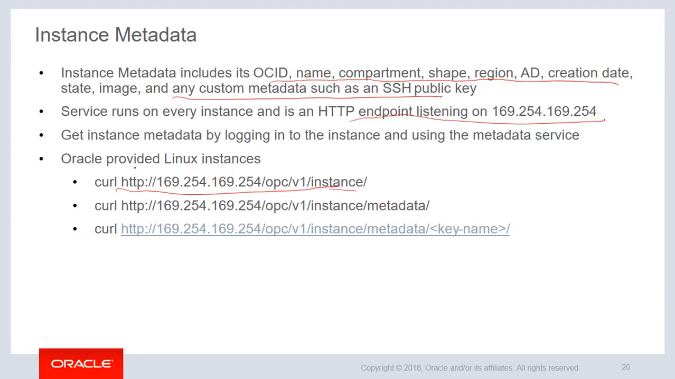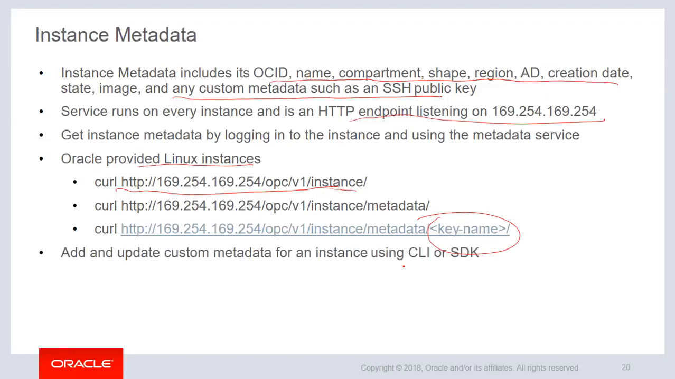If, for example, you run the command curl with this IP address /opc/v1/instance, this is for the Oracle Linux instance, you can get the metadata, and you can even find specific values. For example, if you want to find the key value pair, you could actually just do /key name and you can get that information. Now it's also possible to add and update custom metadata for an instance using the CLI or SDK.